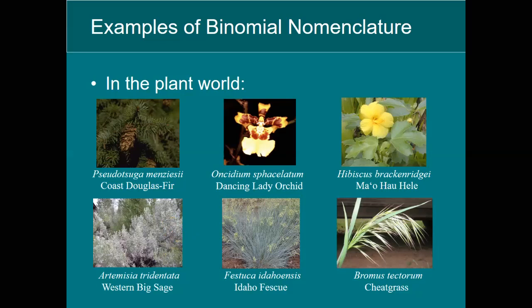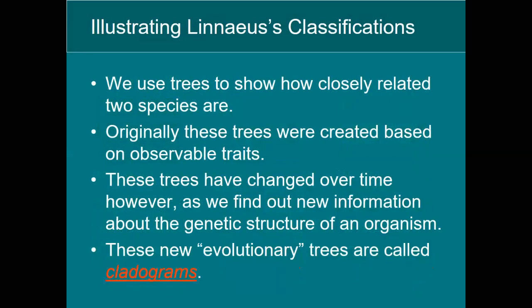Okay, so let's go ahead and move on and talk a little bit about the difference between a cladogram and traditional classification system. If you remember when we were talking about species, we talked about the fact that historically they were primarily compared morphologically or based on their physical characteristics. And so originally these trees were based on observable traits. But they've changed over time as we've started to include more genetic information about the organisms. And these new evolutionary trees that include genetic information are what we call cladograms.